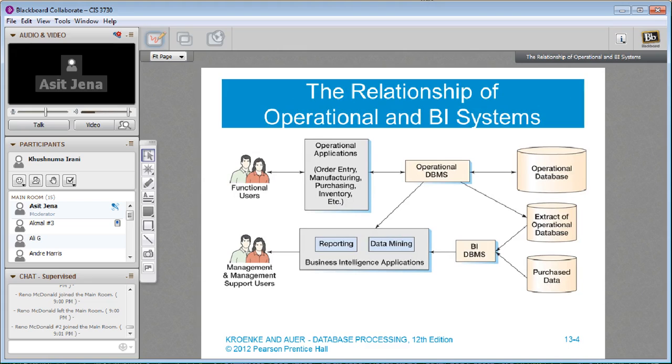So this is an example. I would like all of you to understand what exactly this is, because this is in a nutshell what BI is. So here is the functional user.